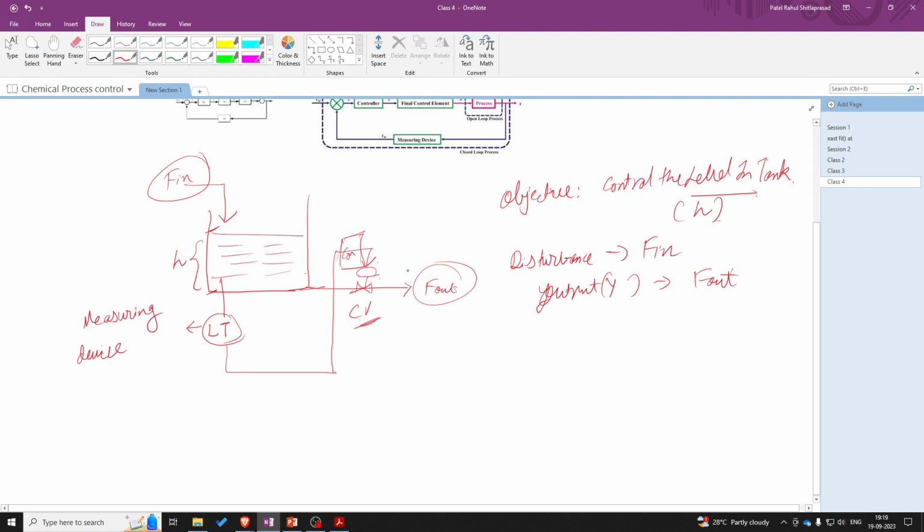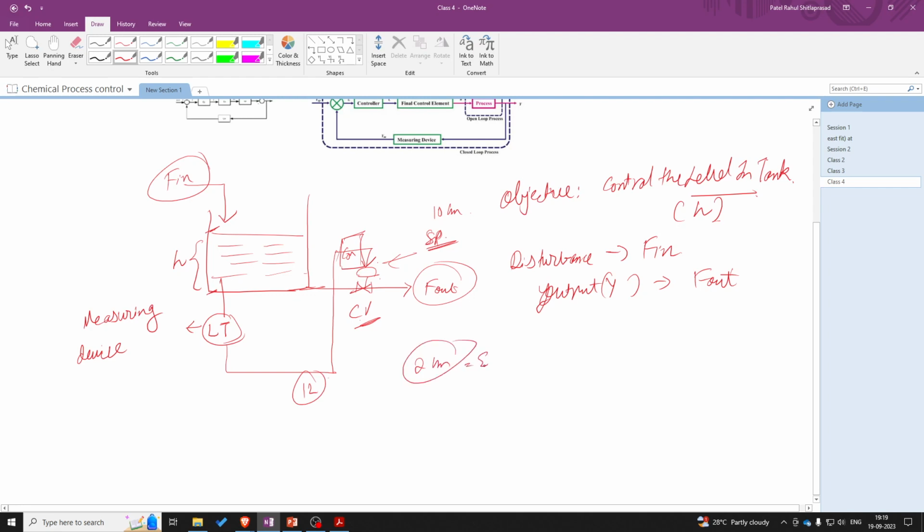So we will be having a reference set point provided. Let's say the reference set point is that I want to keep the level of the tank at 10 centimeters, and at present the level of the tank is 12 centimeters. So there will be an error of 2 centimeters.